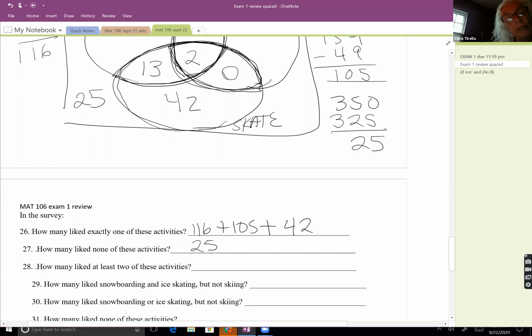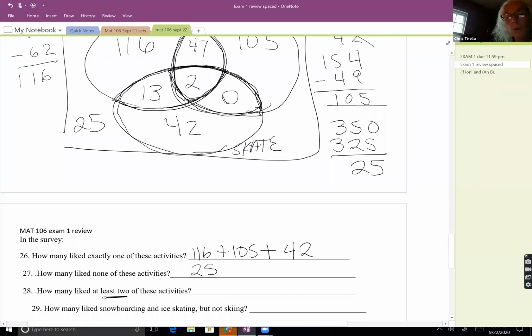How many liked at least 2? This one's tricky because at least means 2 or more. I hate getting rid of the list of faces, but I think I have to here. So 2 would be the 13, the 47, and the 0. But then for more, we have to include that 2 in the middle.